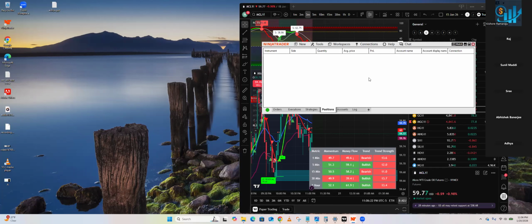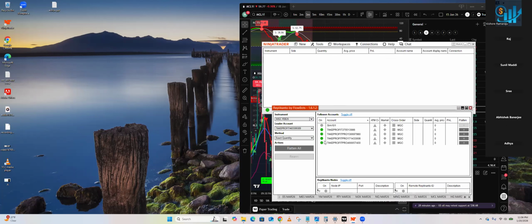Then go to Replicanto and just disable that radio button. Otherwise, when you close the other ones again, it will copy. Just click on that radio button, whichever account you do it for.